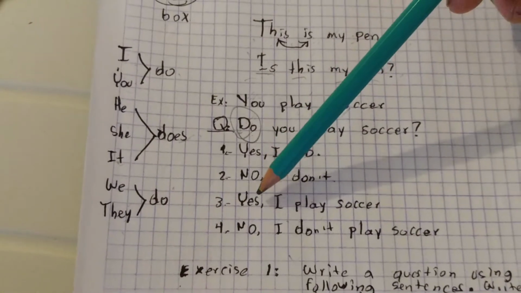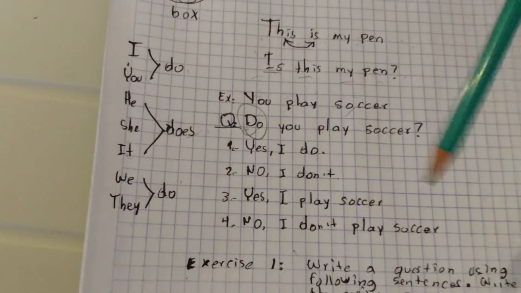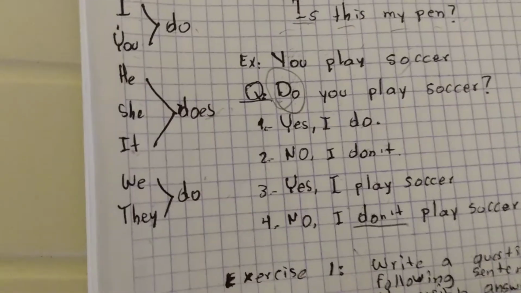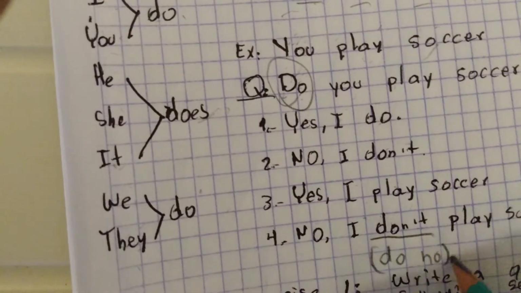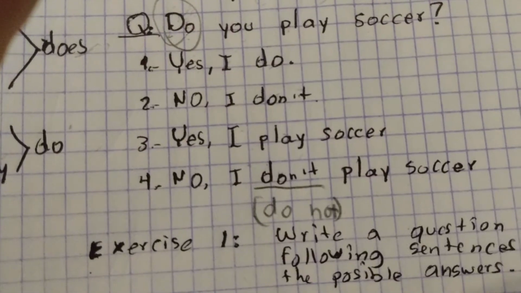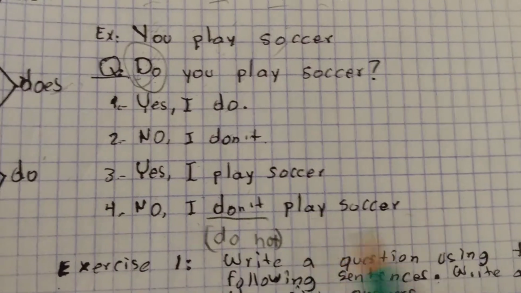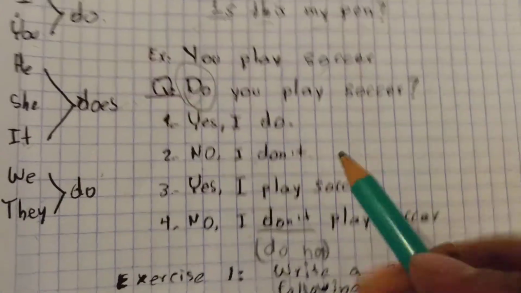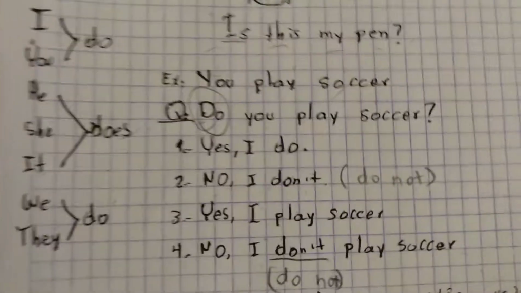And no, I don't play soccer, which is a complete negative answer. Now, what is don't? That's a contraction of do not. Sorry, I forgot the T. I hope you understand my letter. So don't is a contraction for do not. So you can answer no, I don't play soccer, or no, I do not play soccer. Or no, I don't. No, I do not. And it is correct.